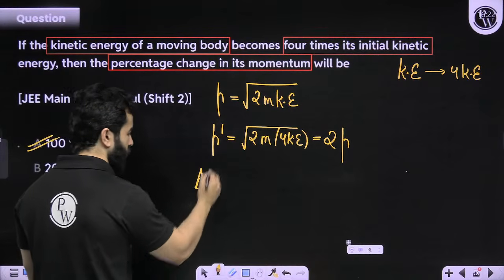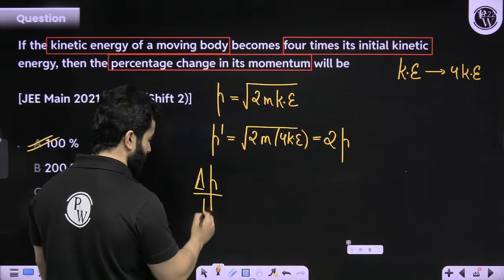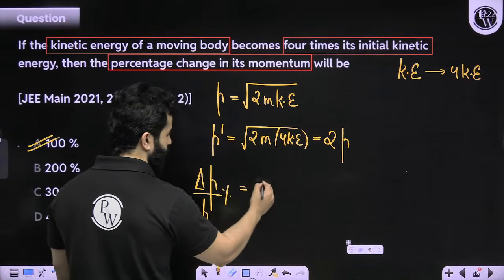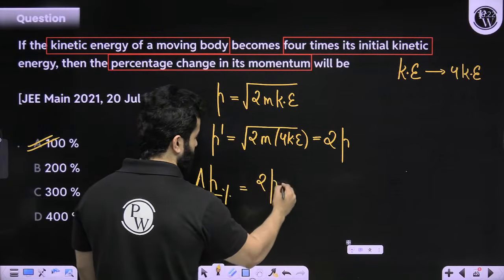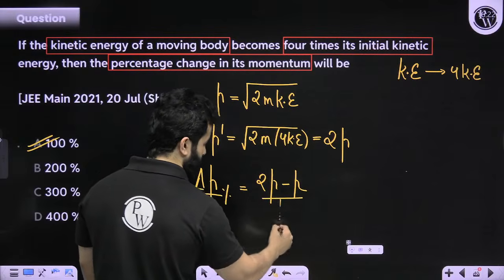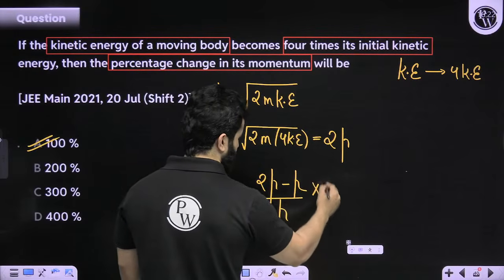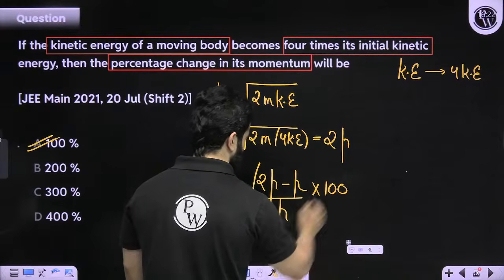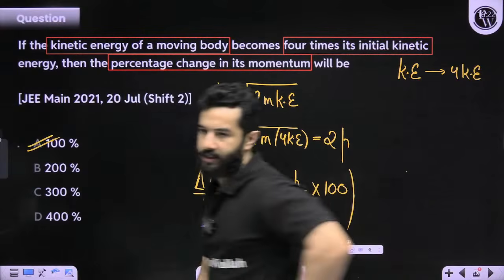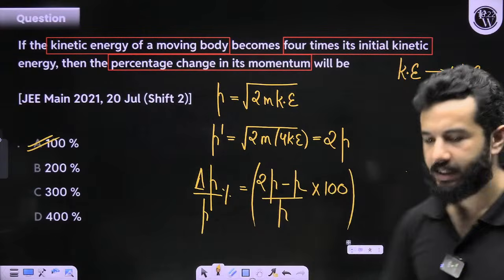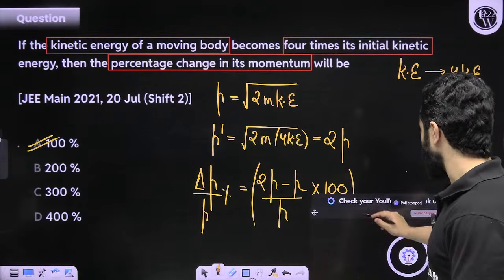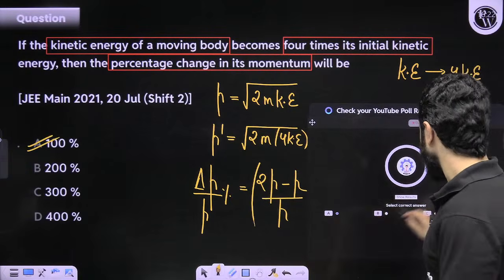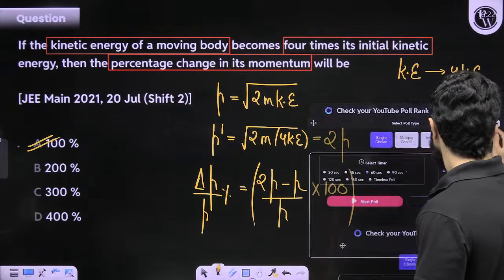Whenever you have doubts, simply do it by this. Delta P upon P in percentage is going to be final momentum minus initial momentum divided by initial momentum multiplied by 100. So this is a 100% increase. Clear? Easy? This is going to be a 100% increase. Option A. Very good.